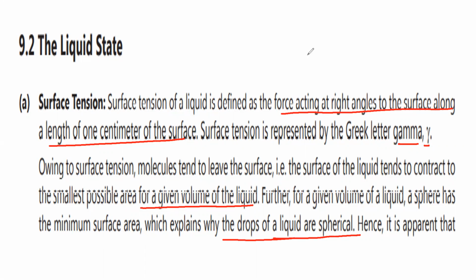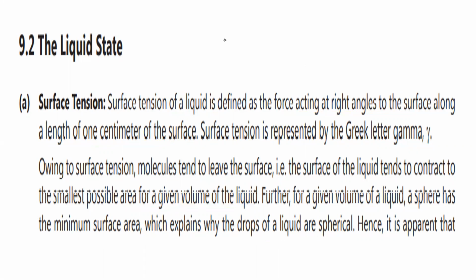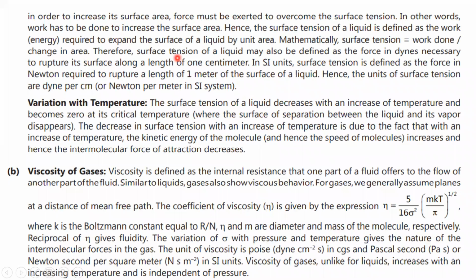Hence, it is apparent that in order to increase its surface area, force must be exerted to overcome the surface tension. In other words, work has to be done to increase the surface area. So surface tension of a liquid is defined as the work done, that is, the work energy required to expand the surface of a liquid by unit area.